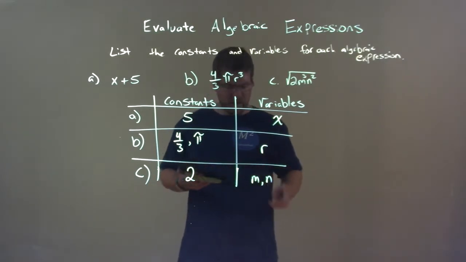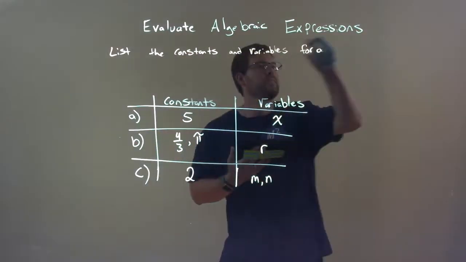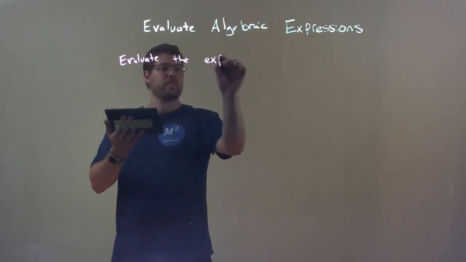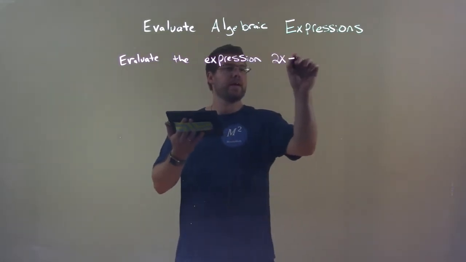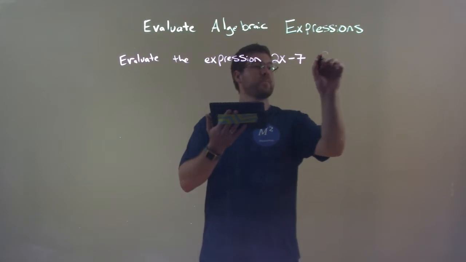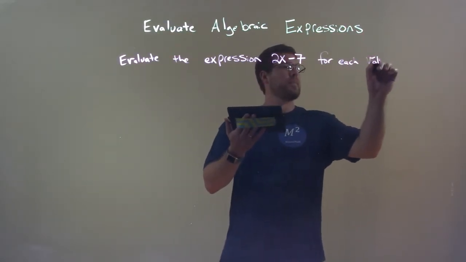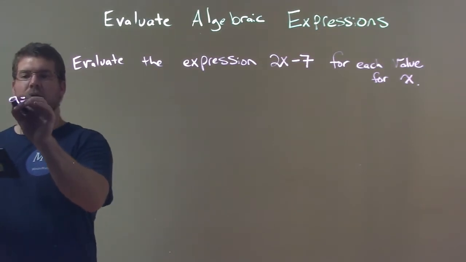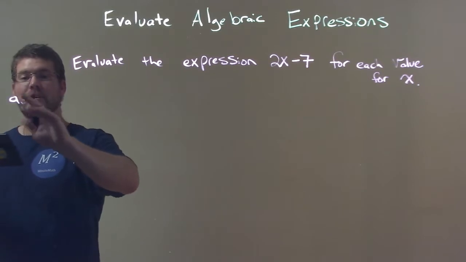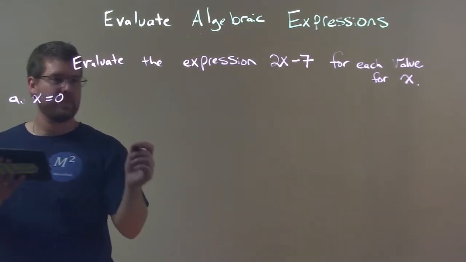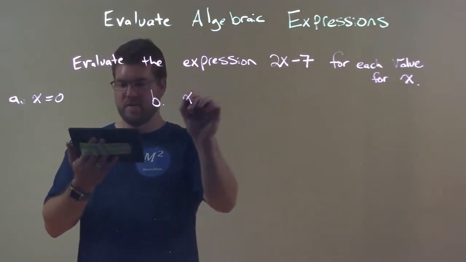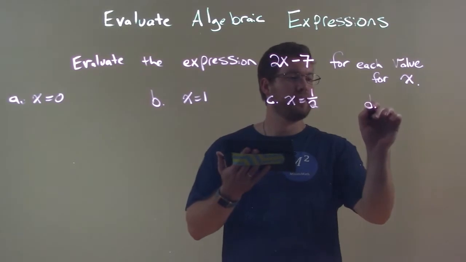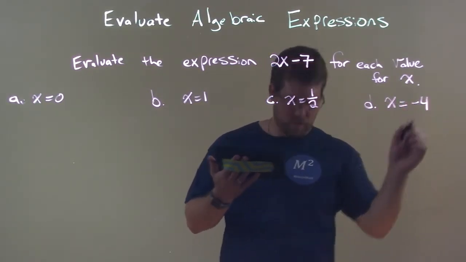Okay, all right, let's try another example here. I'm going to go erase this. For this one, we're going to evaluate the expression 2x minus 7, that's our expression, for each value of x. For A, x is equal to 0. For B, x is equal to 1. For C, x is equal to 1/2. And for D, x is equal to -4. All the markers are going.